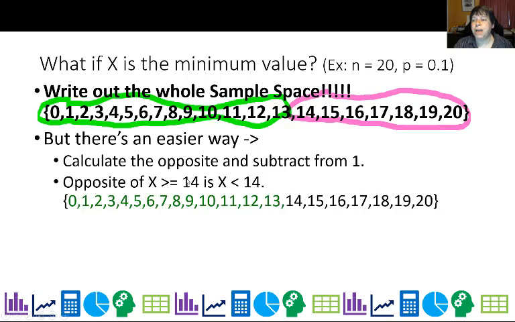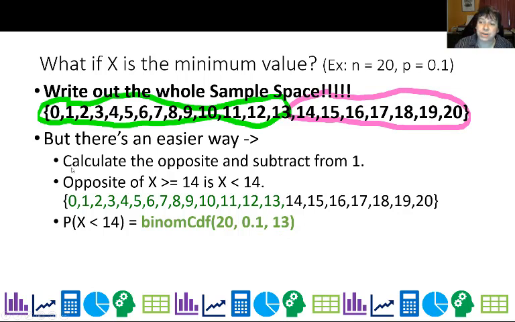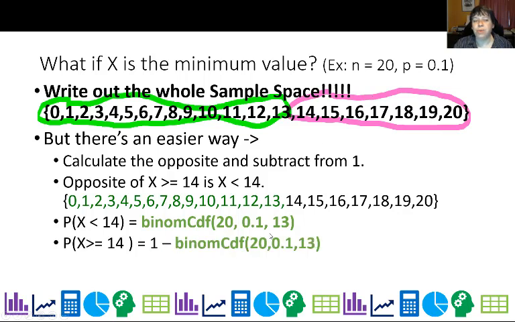The opposite of x is greater than or equal to 14 is x is less than 14. Technically, it's x is less than or equal to 13. So notice I'm not going to use the 14 in binomial CDF. I'm going to use 13, because I want the chunk going from 13 on down. If you want to get these right, you need to write out the sample space and circle. Now, my answer is not over here. My answer is in the pink. But I can get the green part and subtract it from 1, and that will be it.